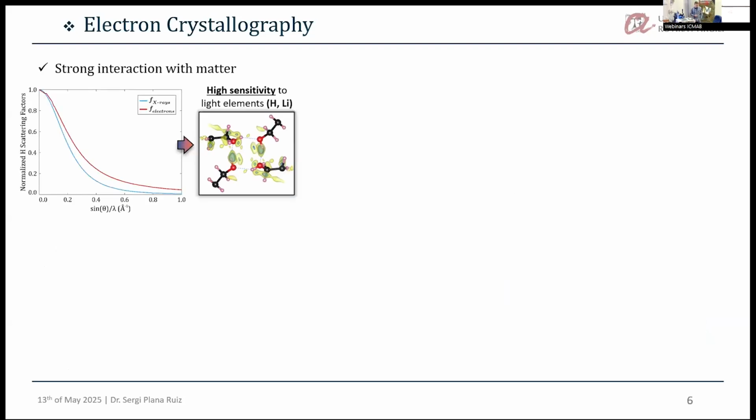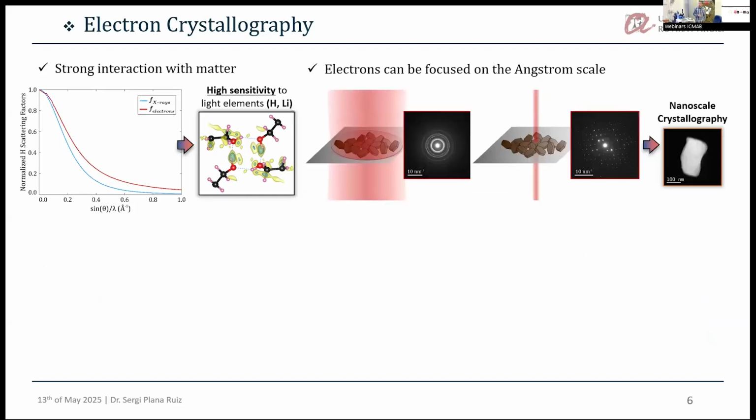So, what are the benefits of electrons and why are we interested in using them? Electrons interact strongly with matter. This is maybe intuitively a disadvantage, but it is an advantage because in principle we are more sensitive to detect light elements. Also, electrons can be focused at the angstrom scale. So we can have very small beams with which we can illuminate nanocrystals, so we can go from microscale crystallography to nanoscale crystallography with electrons.